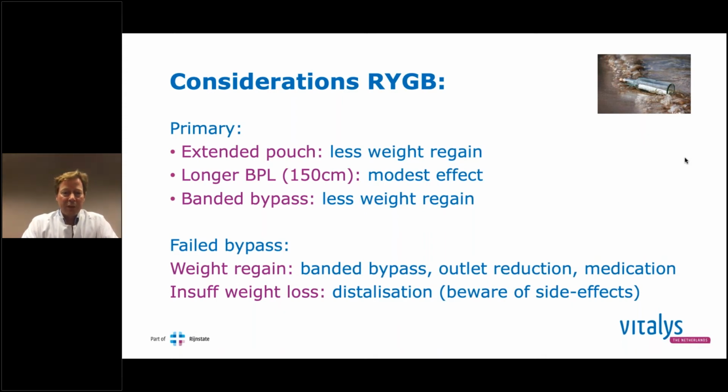And in terms of a failed bypass, I think for weight regain, there are various options. I mentioned the outlet reduction and I mentioned medication, but those are very preliminary results. There's a little bit more published on appended bypass, so I think that's a reasonable alternative for the weight regainers. And patients with insufficient weight loss could definitely benefit from a distalization procedure, but of course that comes at a price, so you need to beware of those side effects I mentioned.